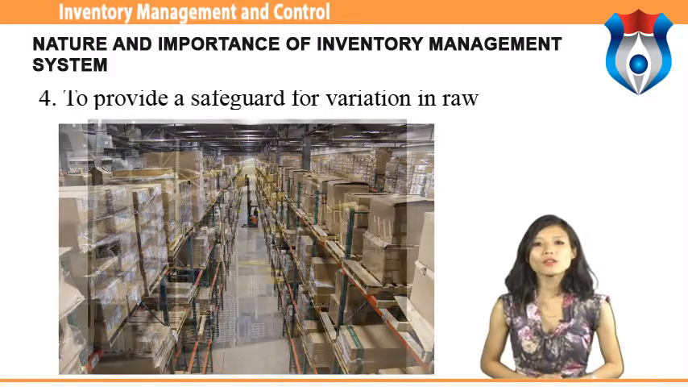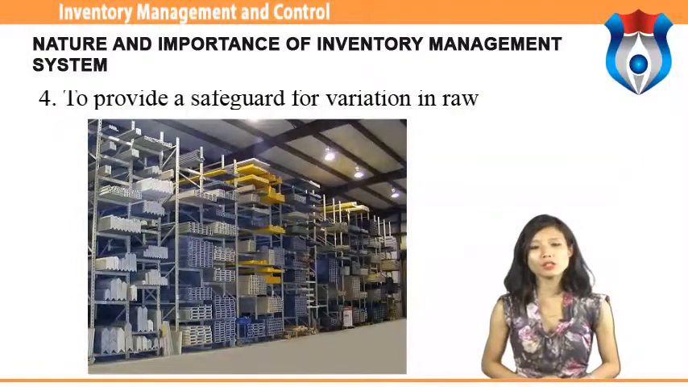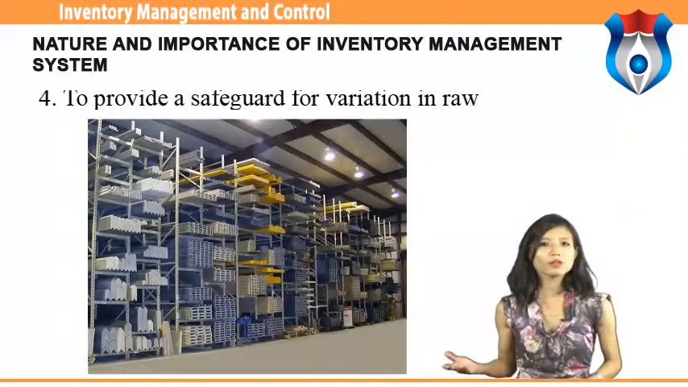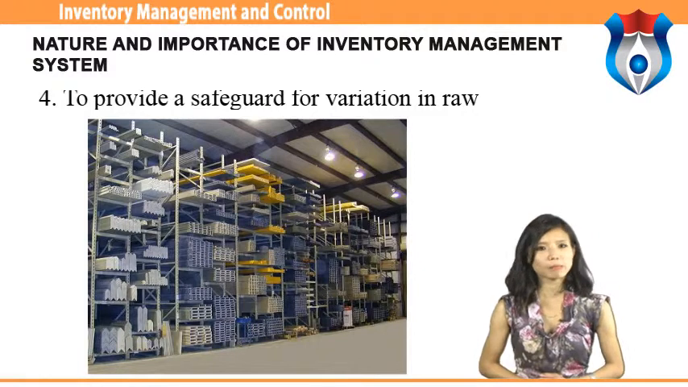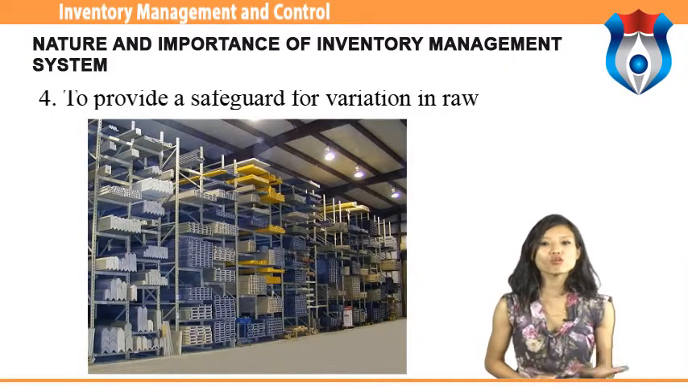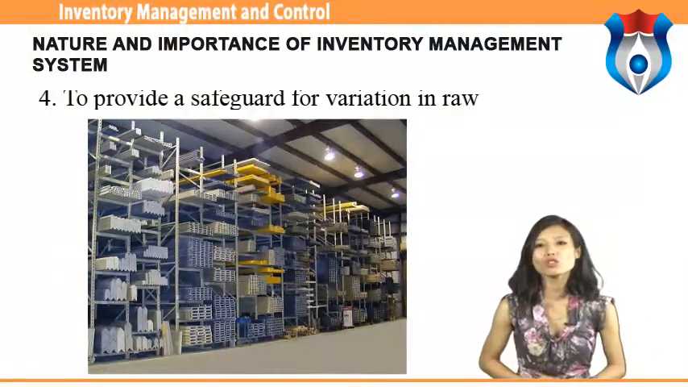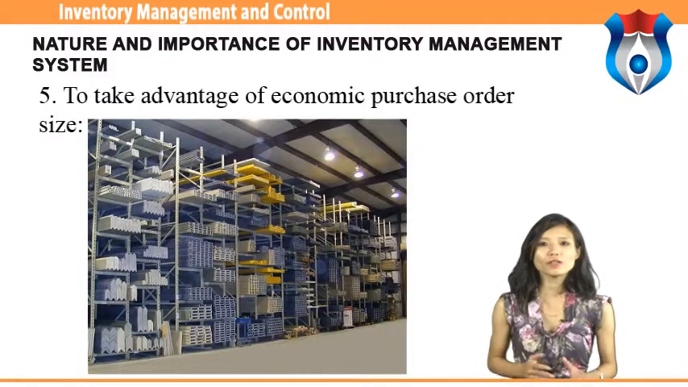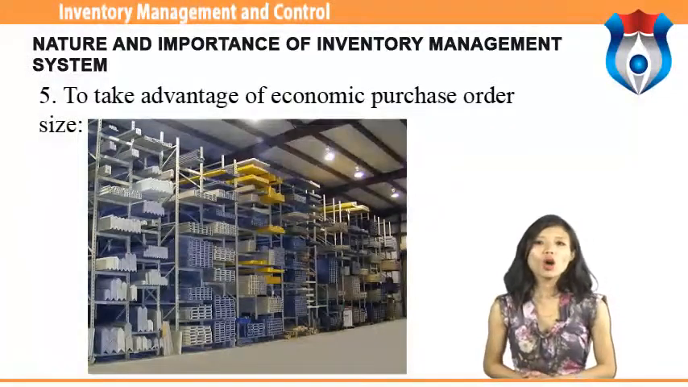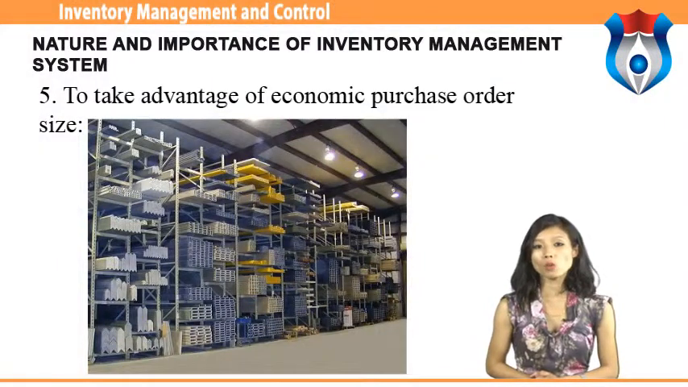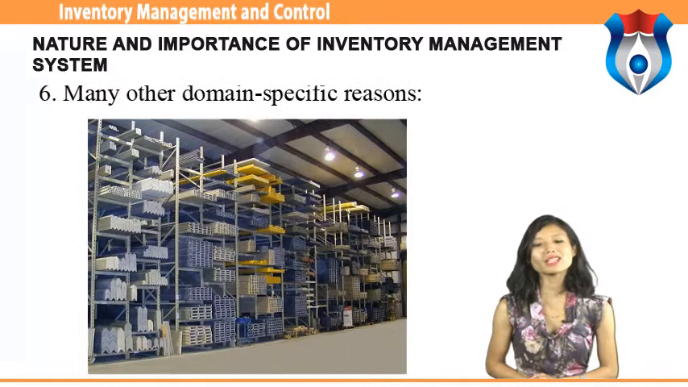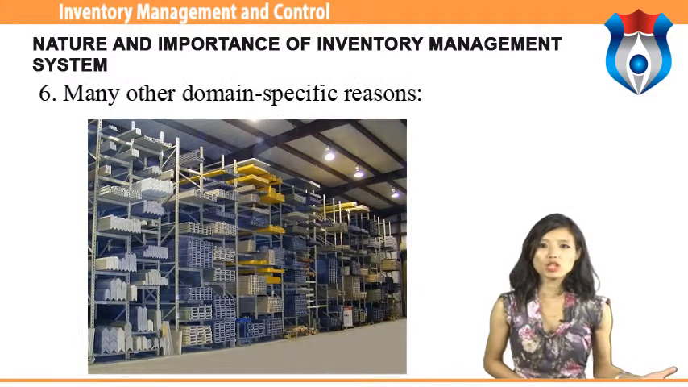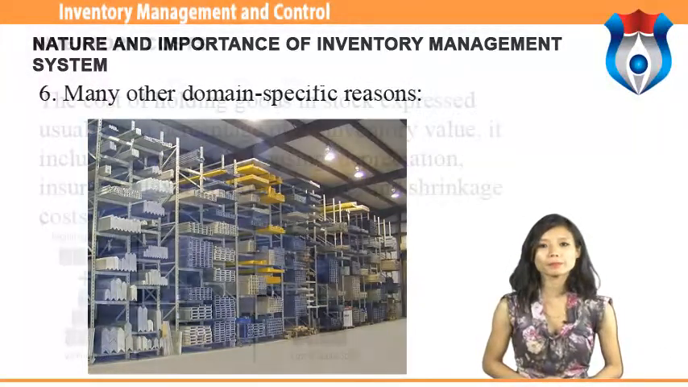When material is ordered from a vendor, delays can occur for a variety of reasons: normal variation in shipping time, shortage of material at the vendor's plant causing backlogs, an unexpected strike at the vendor's plant or at one of the shipping companies, a lost order, or a shipment of incorrect or defective material. To take advantage of economic purchase order size, there are costs to place an order: labor, phone calls, typing, postage, and so on. Many other domain-specific reasons. Depending on the situation, inventory may need to be carried.